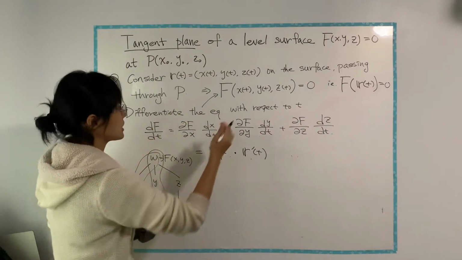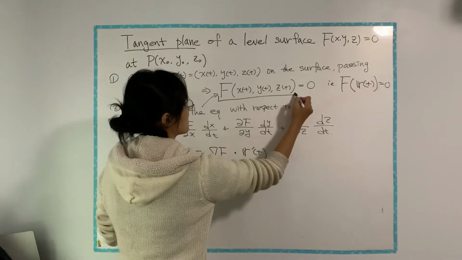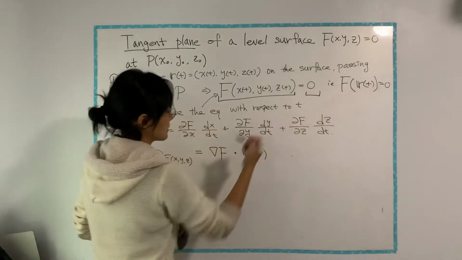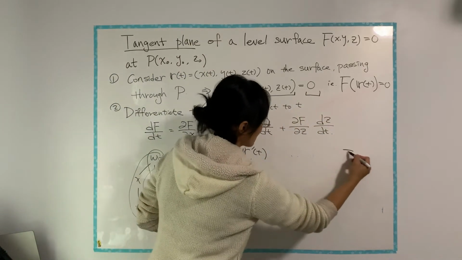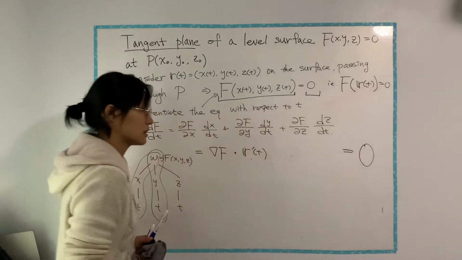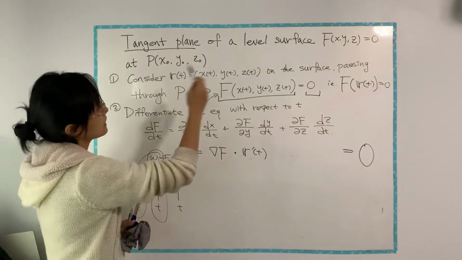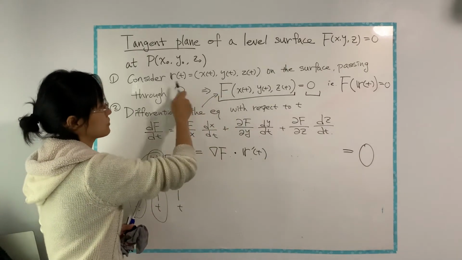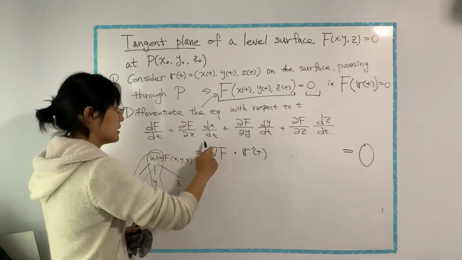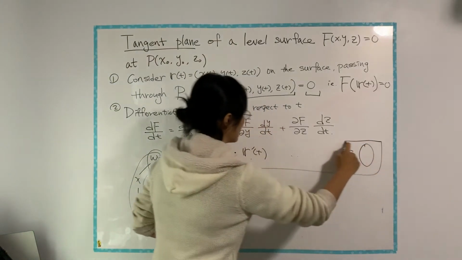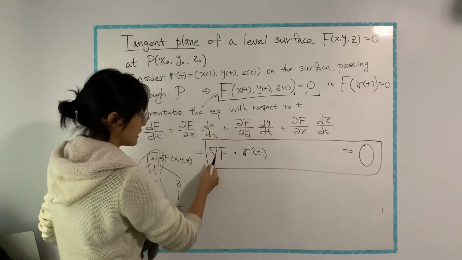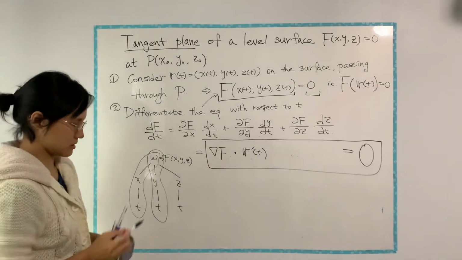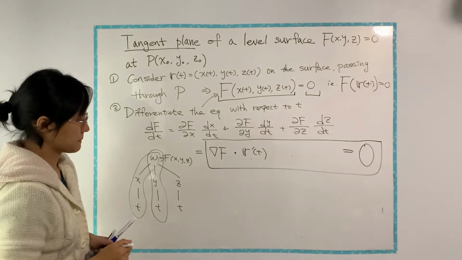Moreover, we're differentiating an equation. So this is just the left-hand side of the equation, and the right-hand side, the derivative of 0, is equal to 0. So when we have a level surface and we restrict it to a curve that passes through P, it satisfies this formula: gradient f dot r prime equals 0.